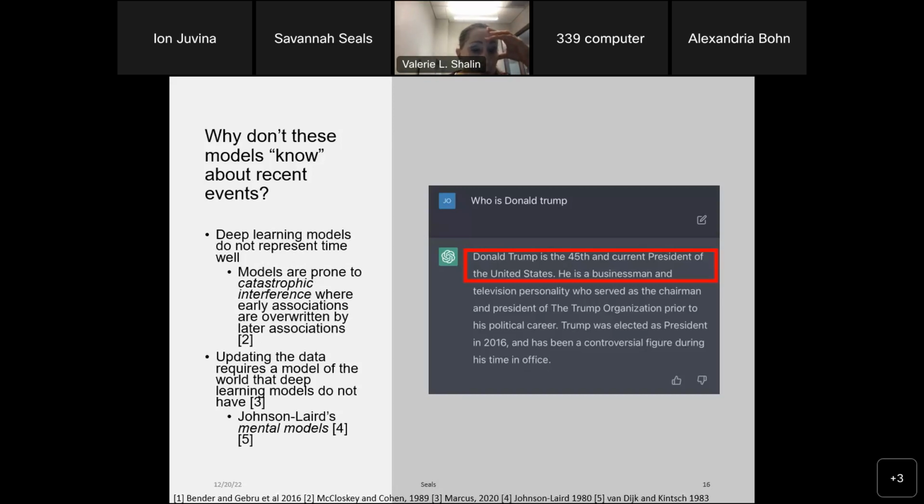In general, deep learning models don't really represent time well. And so, given data with a bunch of time associated with it, they tend to sort of conflate time periods. When you try and update the models with new information, they're prone to what's called catastrophic forgetting, where early things that have been learned in the text get replaced with new things. And while you do want to replace things like who the current president of the United States is, you don't want to replace more basic knowledge that's still true.